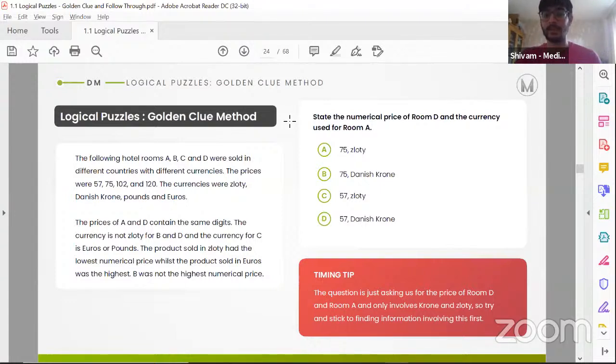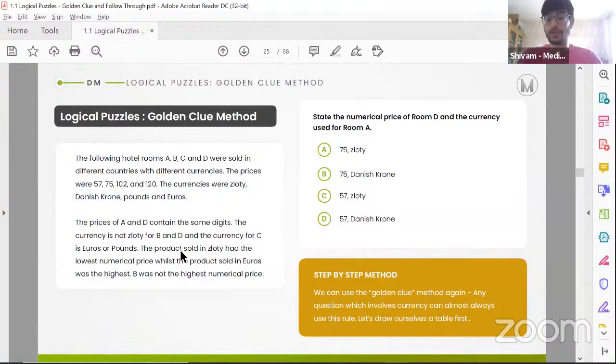Perfect. So I'm going to break this down really, really slowly again. The first thing I did is I quickly had a glance at the answers here, and I noticed that they only had zloty and Danish krone as the currencies for room A. So that means immediately in my head, when I read the question, I'm going to focus on zloty and Danish krone. I don't really care about the others, the euros and the pounds. I really want to focus on zloty and the Danish krone.